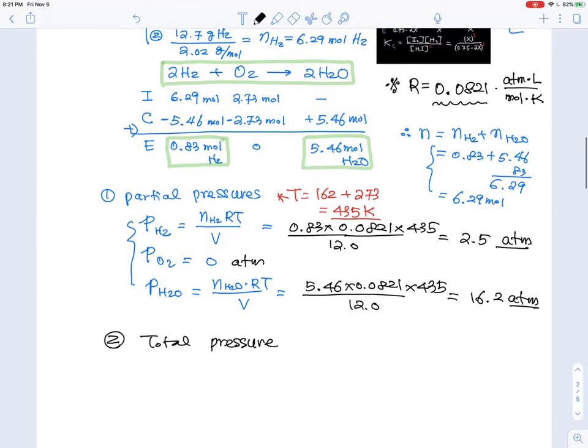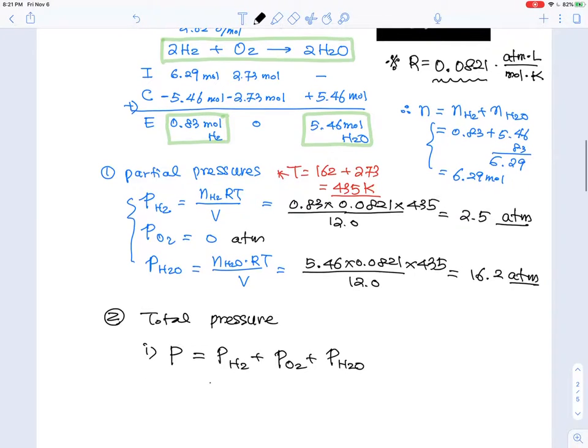So what's my total pressure? The total pressure P is the summation of all the partial pressures inside of this reactor: H2, O2, and H2O. So it could be 2.5 plus 0 plus 16.2, and that makes 18.7 ATM. So that's the total pressure.